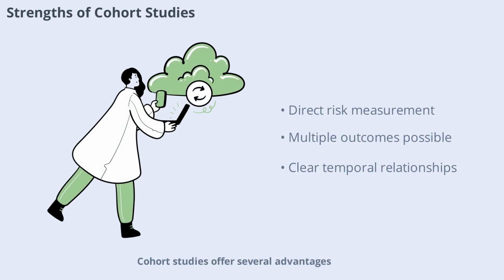Cohort studies offer several advantages. They allow for direct measurement of incidence and risk, can assess multiple outcomes from a single exposure, and are less prone to certain types of bias, such as recall bias. Because exposure is measured before the outcome, temporal relationships are clearer. These strengths make cohort studies particularly valuable for studying common diseases and exposures.